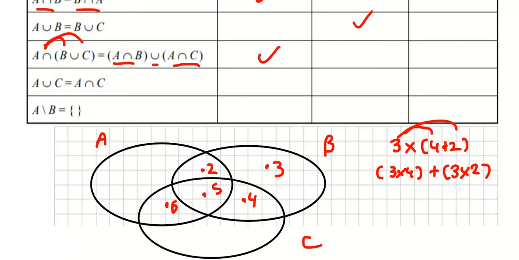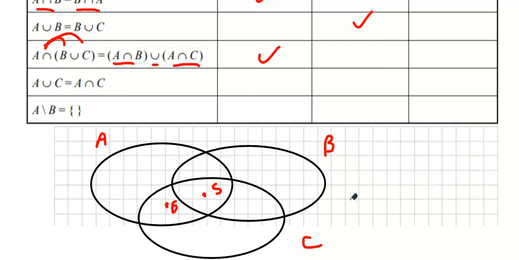Okay, let's look at the next scenario. A union C is the same thing as A intersection C. Well, that actually can be true. Look at the diagram I just did a second ago. You can see that A intersection C is actually the same as A union C. So sometimes it's true, and other times it's false. Depends on what the scenario is.